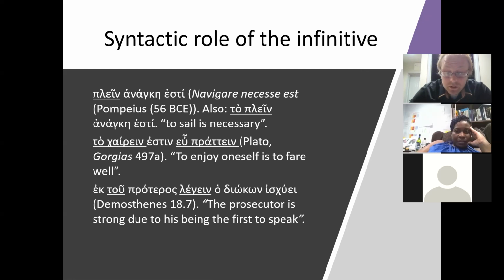And infinitives can also function as nouns in other cases than in the nominative or the accusative. For instance, in the genitive, as in "ektu proteros legein hodiokon iskye," which translates as the prosecutor is strong due to his being the first to speak. But we will look at more uses of the infinitive in future lectures.